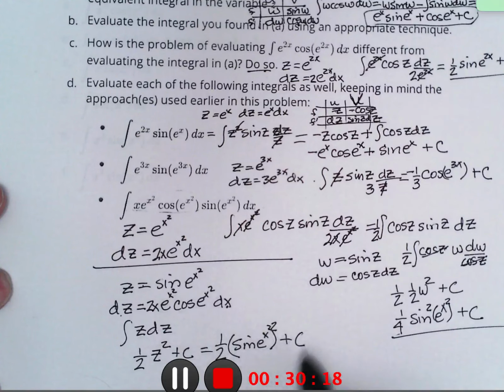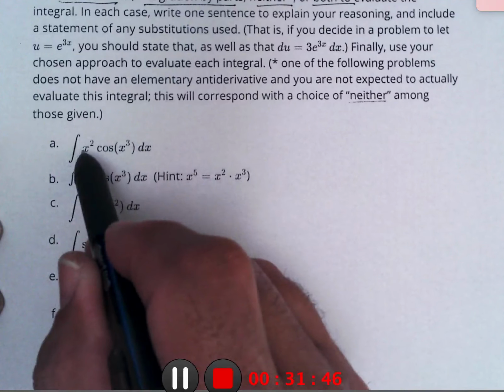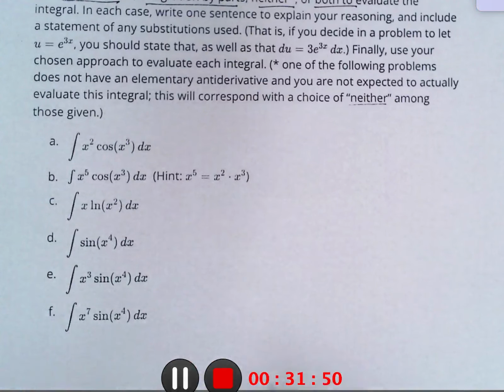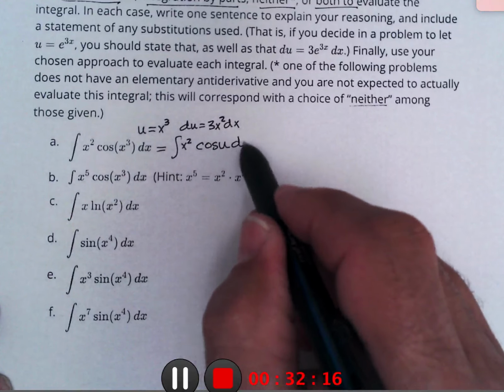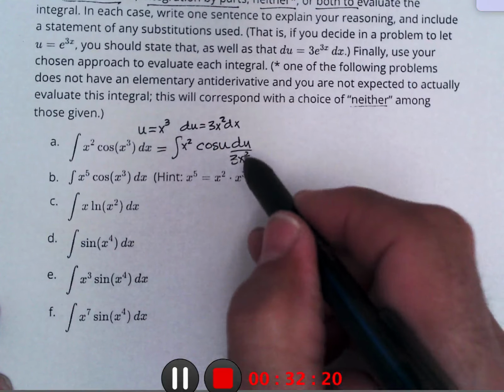So here we go. Well, if I let u be x to the third, it's going to produce a 3x squared under the du, and that's going to cancel the x squared. And so this is just going to be a simple u substitution. So du is going to be 3x squared dx. So this is going to become the antiderivative of x squared cosine u, and dx is going to be du divided by 3x squared. The x squareds are going to cancel. You're going to get 1/3 the antiderivative of cosine, which is sine of u, and u was x to the third, plus c.